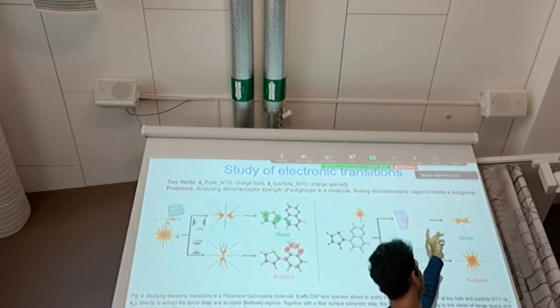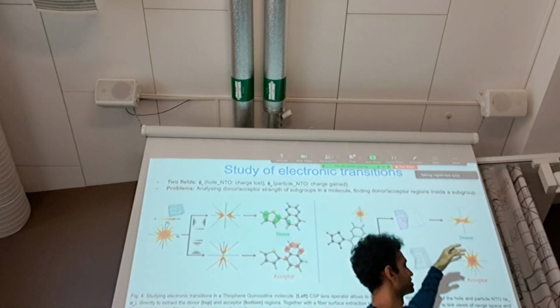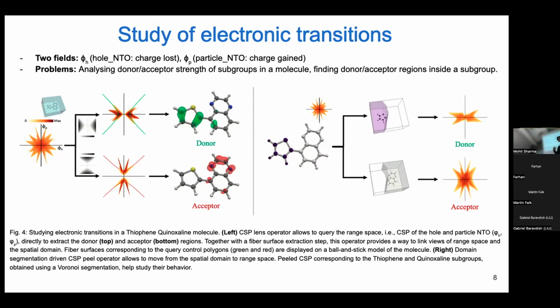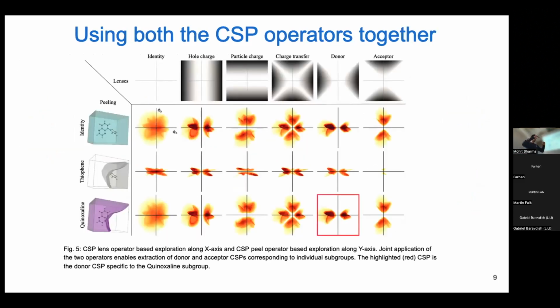We found out that if we plot CSP of this, it is aligned with the x-axis, that is, charge lost at each point is more than charge gained. This subgroup is behaving as a donor and quinoxaline is behaving as an acceptor. So these were the two main operators that we gave. Both of these operators can be used independently and together.